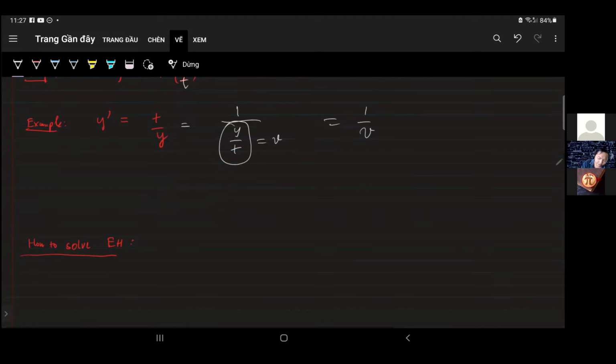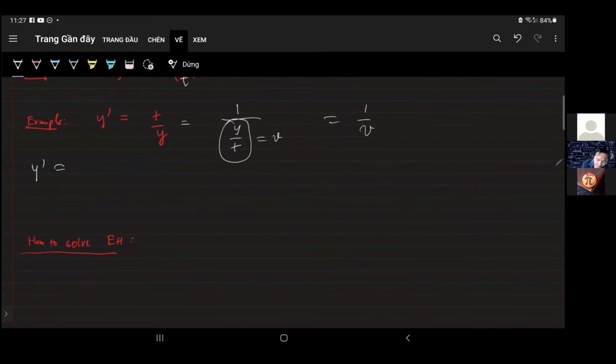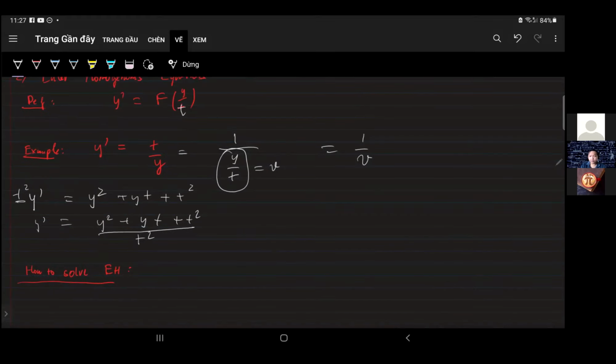I will give you another example, which is very easy. For example, I have t square, maybe y square plus yt plus t square. Okay, so now I wonder whether it's a homogeneous equation or not, the Euler homogeneous equation or not. So what can I do? First, I have to move everything independent variable on the right hand side. I divide both sides by that. y square, yt, t square, divided by t square.